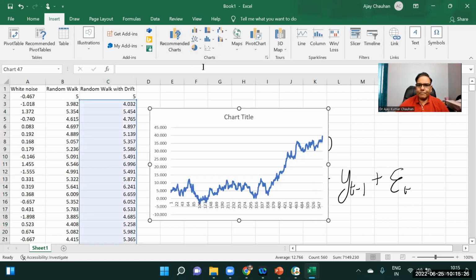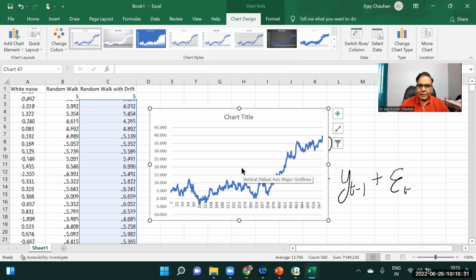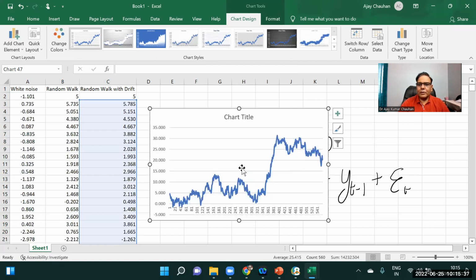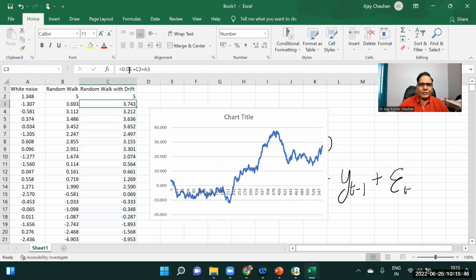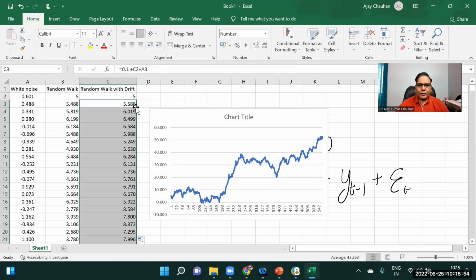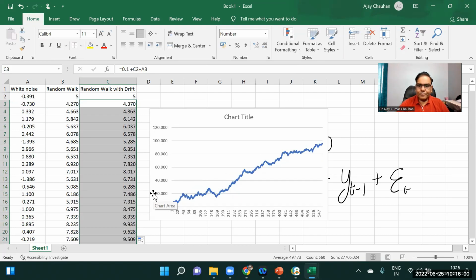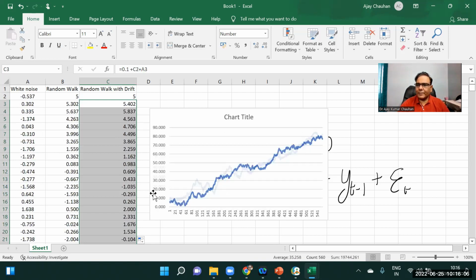So you can see that there is a possibility of upside movement, and most of the time this series is moving upside. Because we gave a very small drift, you can see only small movement. And if I give a large drift like 0.1, you can see the upside movement is quite high. Now this series is moving upside most of the time. This is the impact of drift.